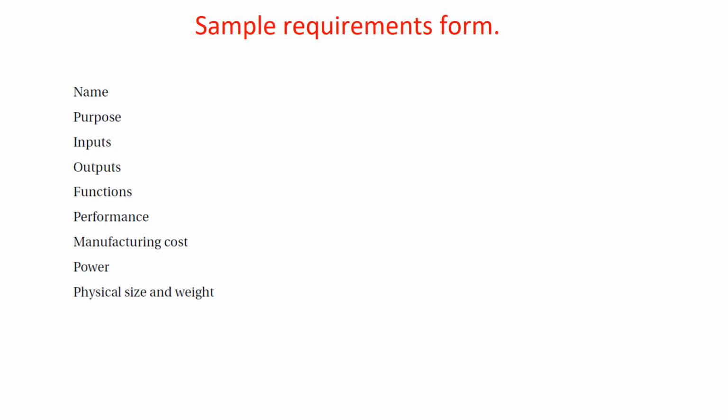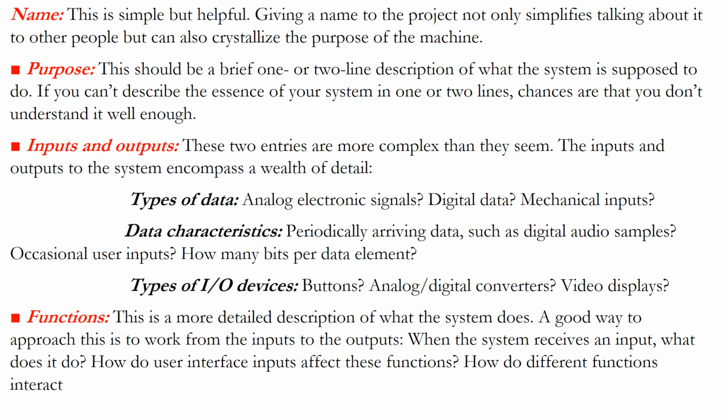So this is the sample requirement form. This sample requirement form consists of a name, purpose, inputs, outputs, functions, performance, manufacturing cost, power, physical size and weight. It can be filled out at the start of the project. We can use this form as a checklist for considering the basic characteristics of the system. So let us consider the entries in the form. The first one is the name of the system, that is, the name of the project.